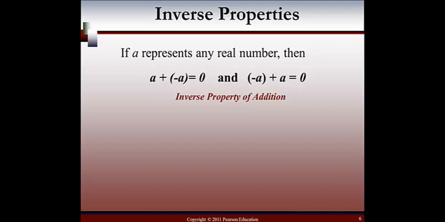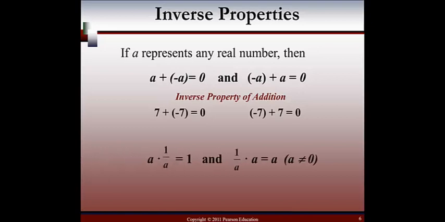So if you're asked to find the inverse or opposite of a number like 3, you need to think in your mind, what do I need to add to 3 to get me to 0? And the answer to that is negative 3. Here's an example, 7. So we have 7 plus negative 7 equals 0. And then on the right-hand side, we have negative 7 plus 7 equals 0.